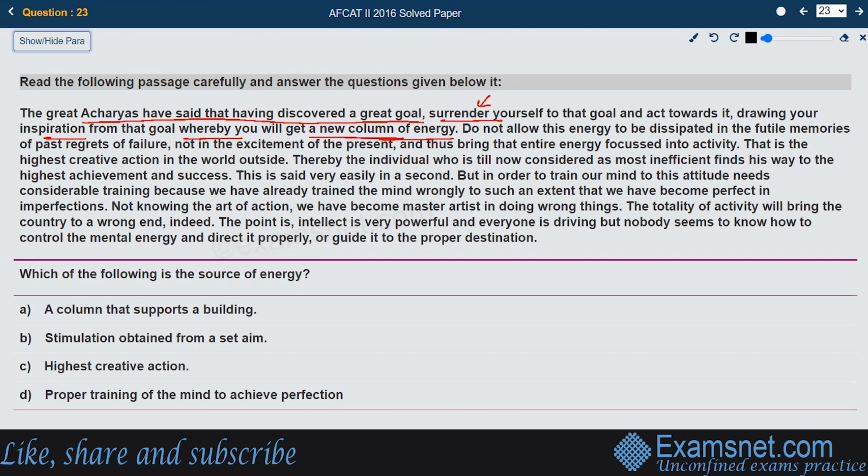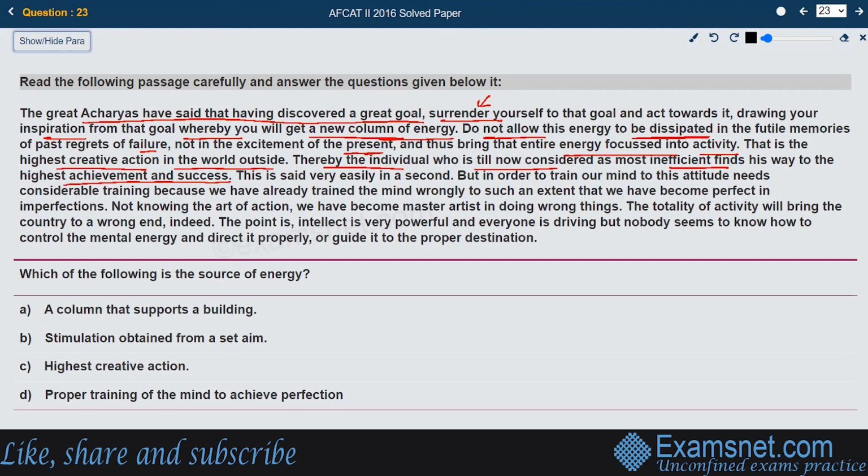The column of energy is the amount of energy. Do not allow this energy to be dissipated. Dissipated means deviated or lost in the futile memories of past regrets of failure. Futile means wasteful. Not in the excitement of the present, and thus bring that entire energy into focused activity. That is the highest creative action in the world outside. Thereby, the individual who is till now considered most inefficient finds his way to the highest achievement of success.